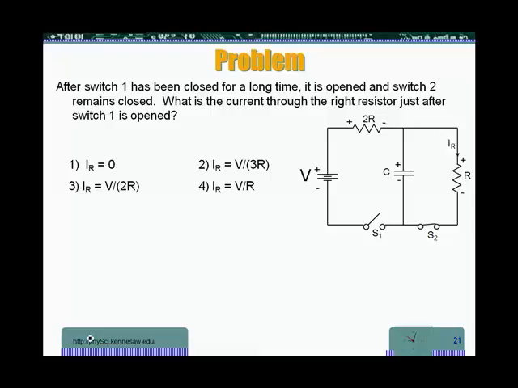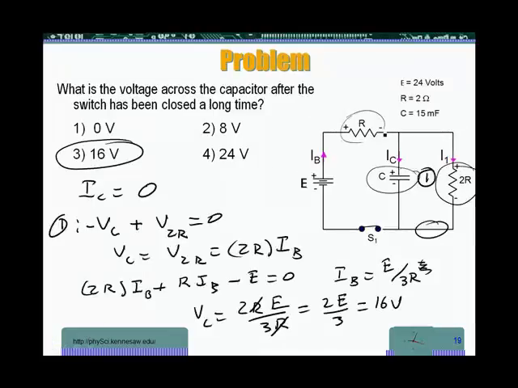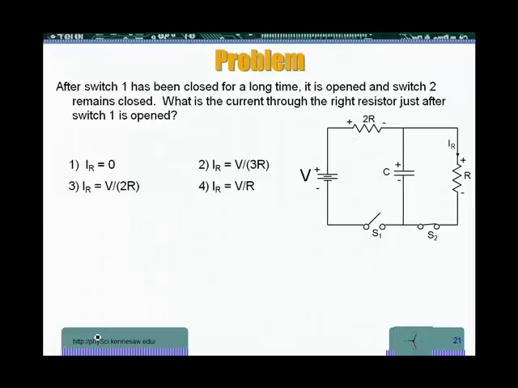Okay, in this question here, after switch 1 had been closed for a long time, it is opened. And switch 2 remains closed. What is the current through the right resistor just after switch 1 is opened? Okay, so we have to be careful here. This is very much like what we did in the previous circuit. Now, the distinction, we have a reverse here. Here I had R and twice R. In this case, we had VC equal to 16 volts. I don't think we are going to get the same thing in here. Instead of having 2/3, it might be 1/3.